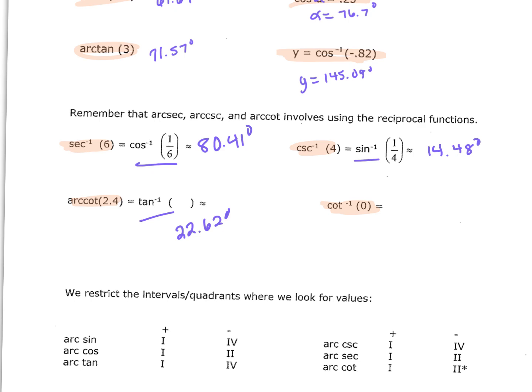Yeah, so that's where it can be a little bit weird if you're thinking about this in terms of the arctan, in terms of the inverse tan. If we were to do reciprocals, we would get that it's undefined, but in this case we do actually get that it is 90 degrees.